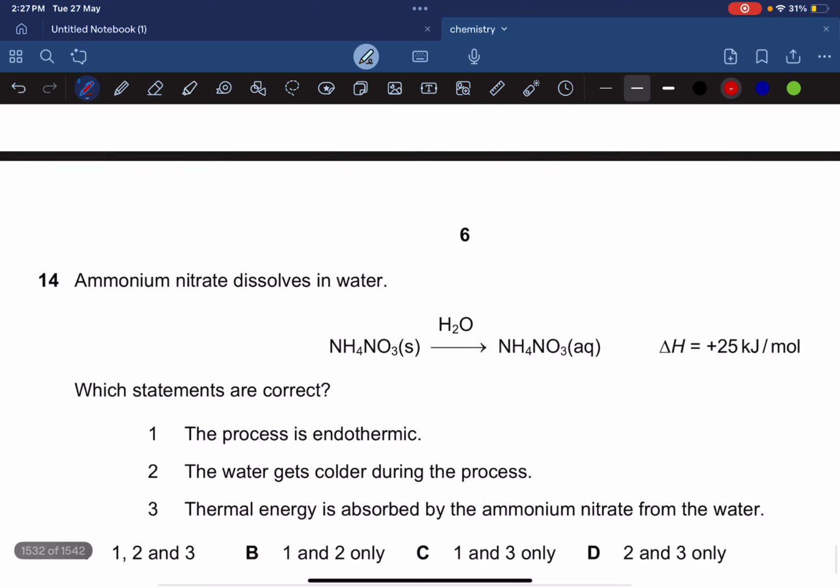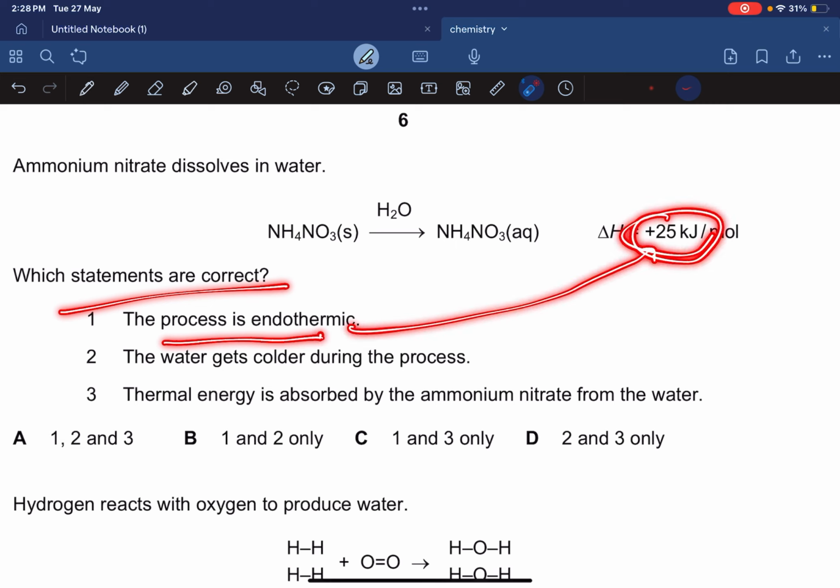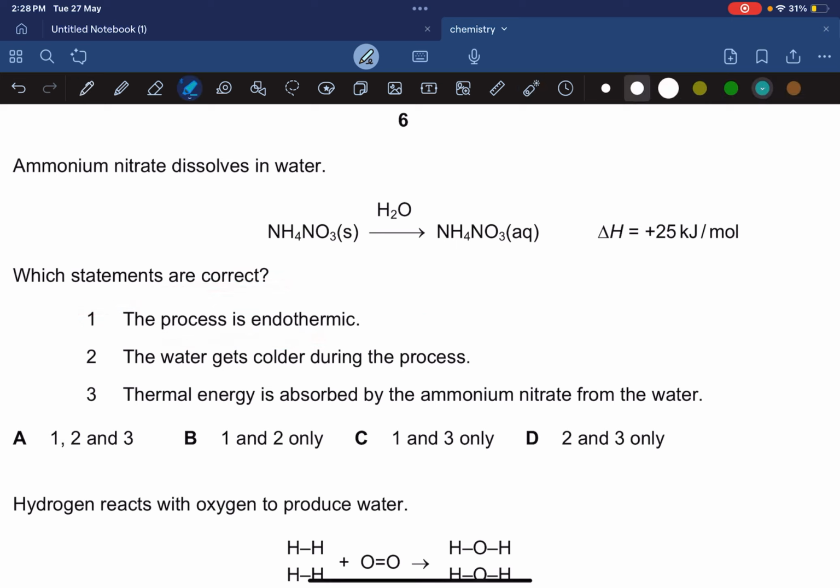Moving on, ammonium nitrate dissolves in water. Okay, we know why it dissolves, because all nitrates are soluble and all ammonium salts are soluble as well. It should for sure dissolve, and we can see that it's an endothermic reaction. Which statements are correct? The process is endothermic. Okay, that's correct because it's a positive enthalpy change. This positive sign right here tells us that it is going to be endothermic. The water gets colder during the process.